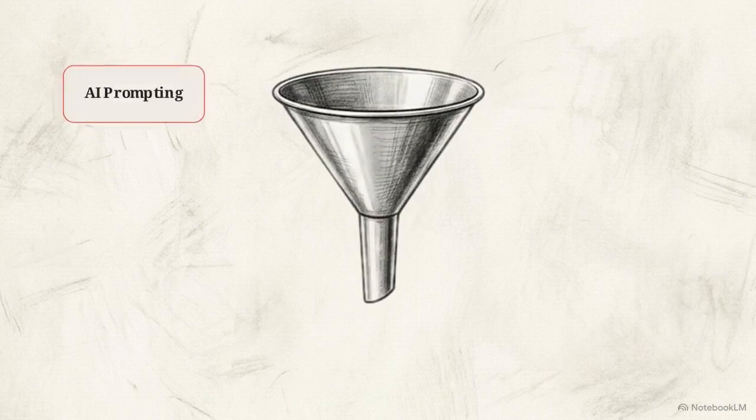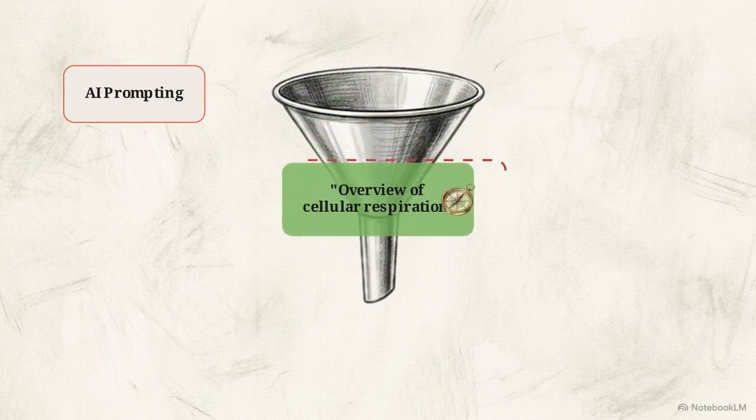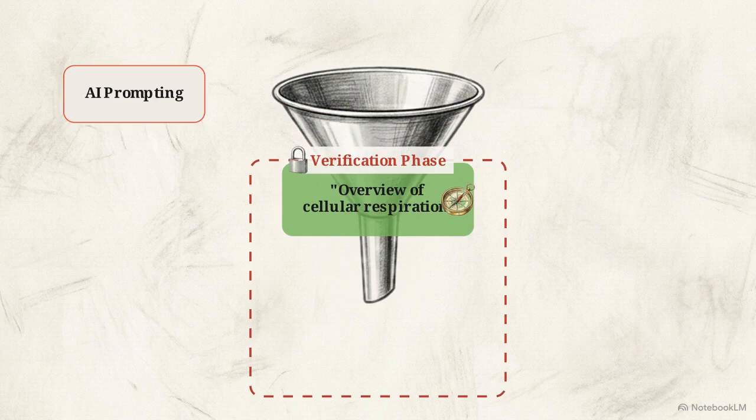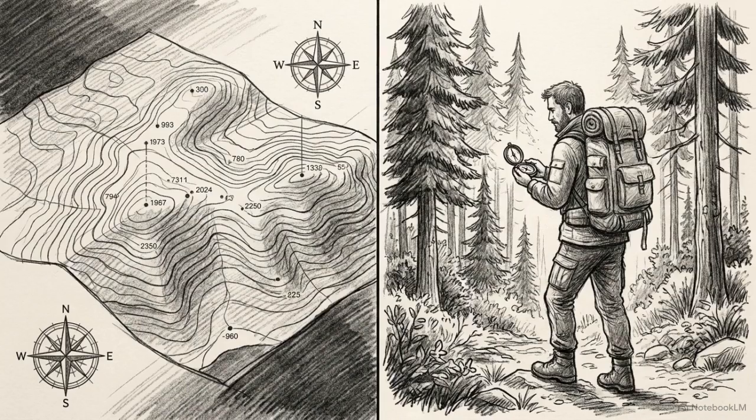At the wide top section, a student asks AI for an overview of cellular respiration. Moving to the narrow verification stage, they enter a restricted zone. The AI provides a map, but all facts must come from verified academic sources. The student uses the tool to build the map, but they must independently navigate the territory.